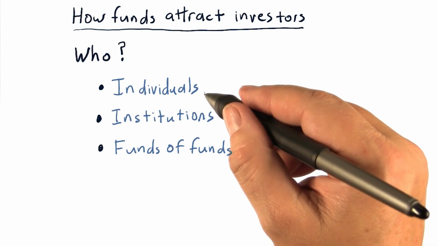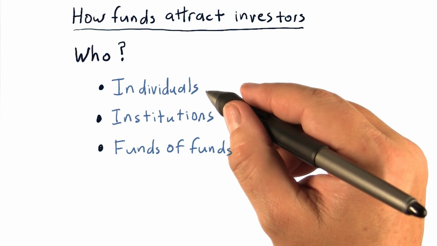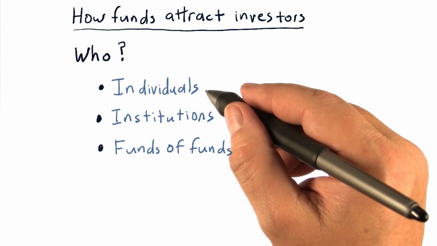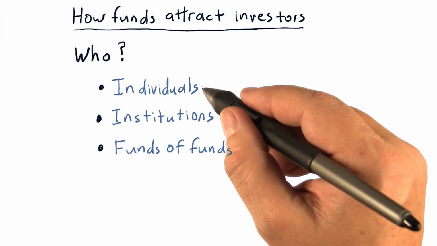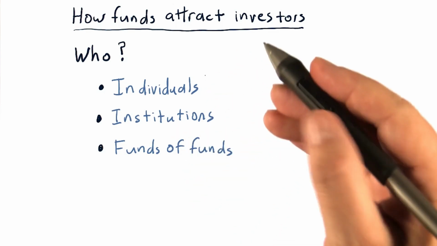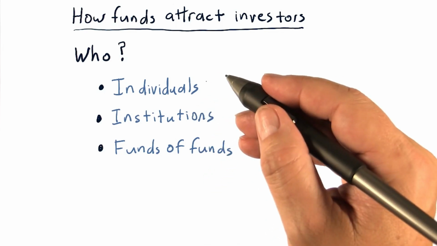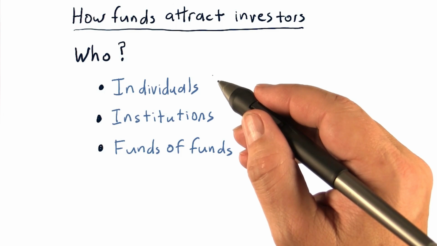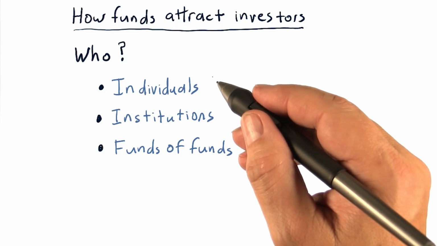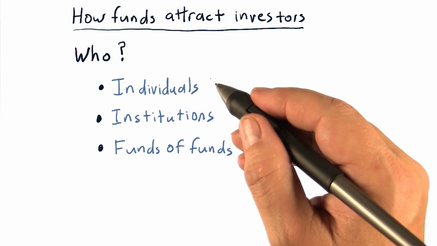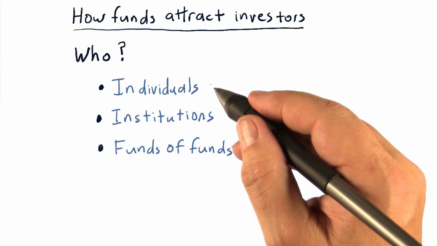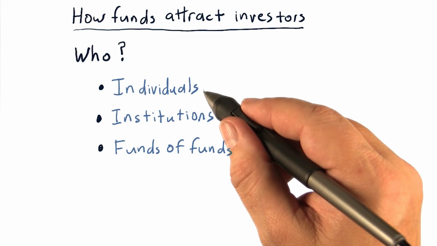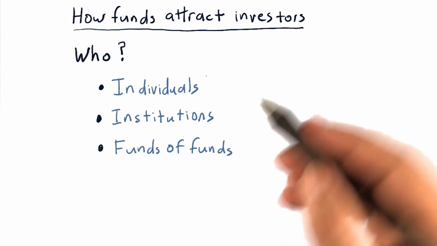Individuals, in other words, a single person that wants to invest in a fund. Of course, these are typically very wealthy folks. Keep in mind that hedge funds typically can only have up to 100 investors. So they want each of those investments to be fairly large so that they can manage, of course, a significant amount of funds. So the individuals who invest in hedge funds are typically, as I said, very wealthy.